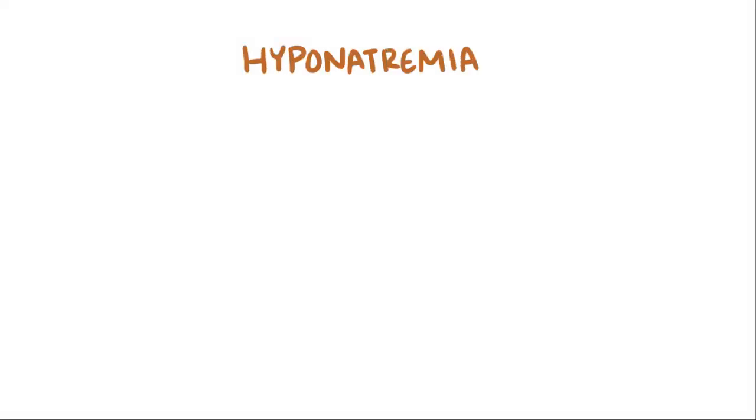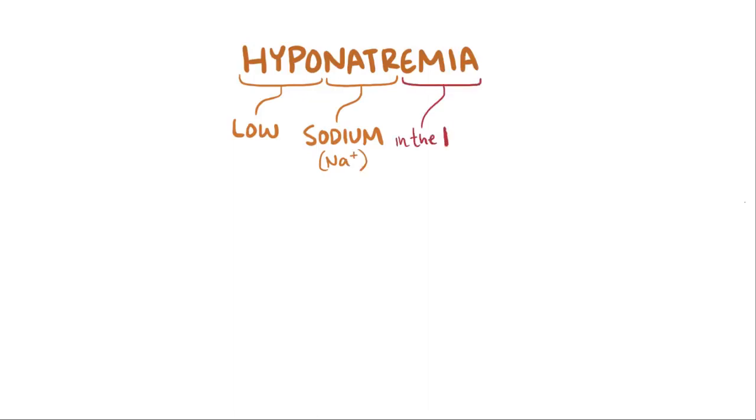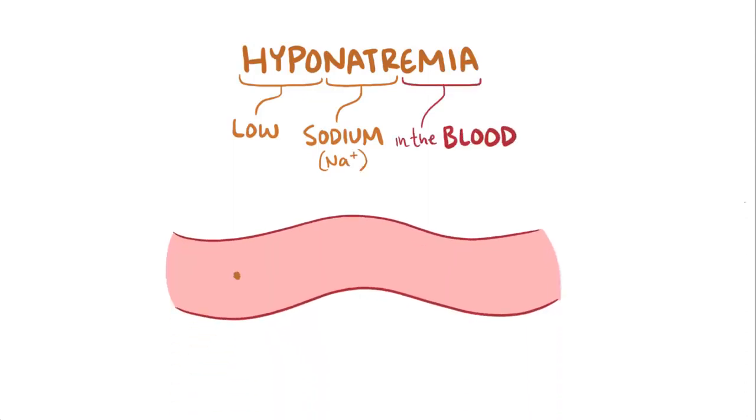With hyponatremia, hypo means under or low, and natrium is Latin for sodium, often written as Na+. And emia refers to the blood, so hyponatremia means a lower than normal concentration of sodium in the blood, generally below 135 milliequivalents per liter. The concentration of sodium depends on both sodium and water levels in the body.